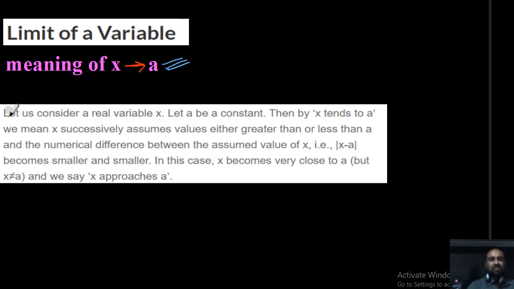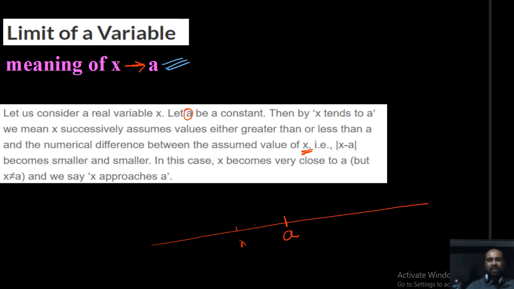Listen students. Let us consider a real variable x. Let a be a constant. Then by x tending to a, we mean x successively assumes values either greater than or less than a, and the numerical difference between the assumed value x and a, that is mod of x minus a, becomes smaller and smaller. Just what I explained, this is the number line, this is fixed number a.